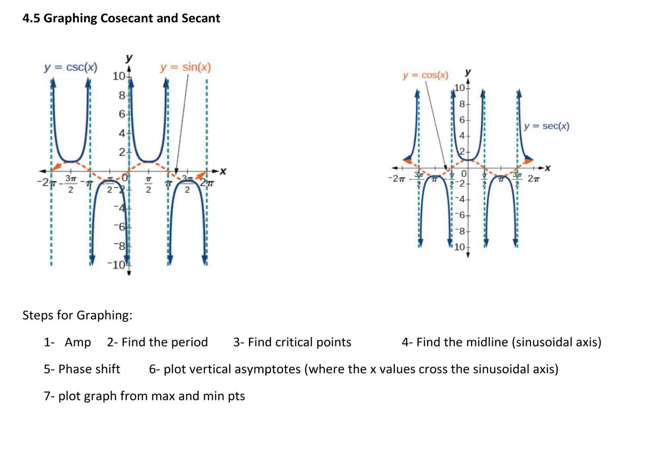Graphing cosecant and secant. Cosecant is the reciprocal of sine, and secant is the reciprocal of cosine. What I love about graphing these is if you know how to graph sine and cosine, then you know how to graph cosecant and secant. You just don't know it yet.